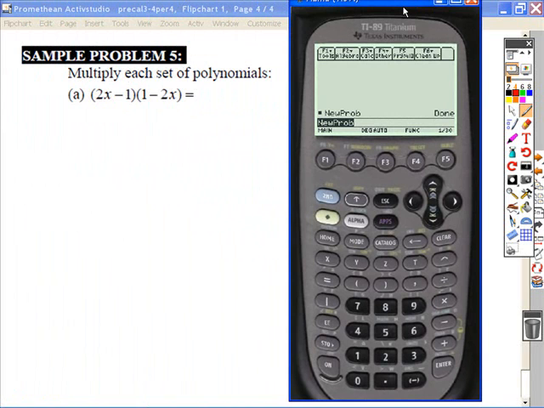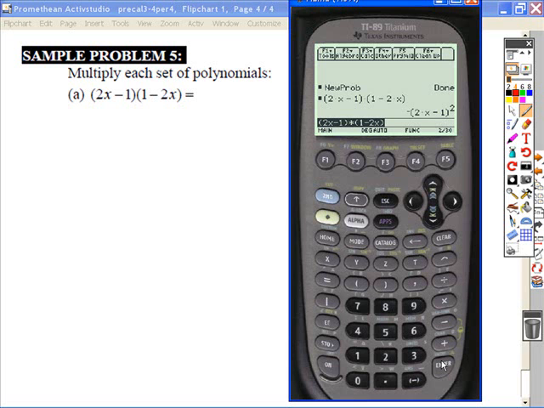Okay. If this happens to be a problem that you want to verify with your final 15 minutes of calculator time, you can do that. If we just type in the expression 2x minus 1 times 1 minus 2x and hit enter, it puts it automatically into factored form. So your calculator is going to automatically factor the answers. Okay, but this isn't what you want to do. This is the next thing that we'll talk about in this chapter. But you want to expand it out and write it as a polynomial.